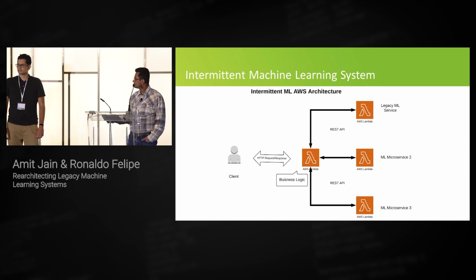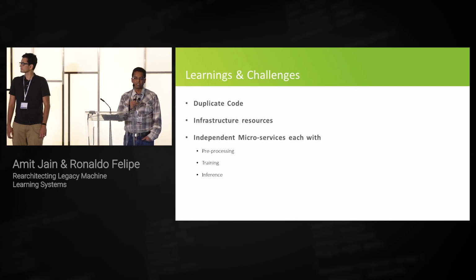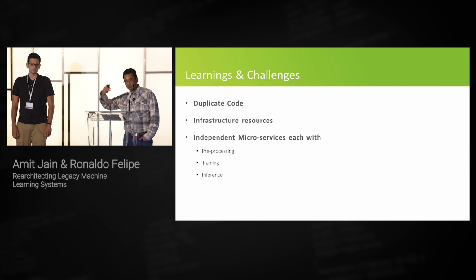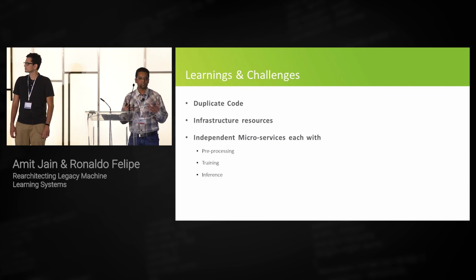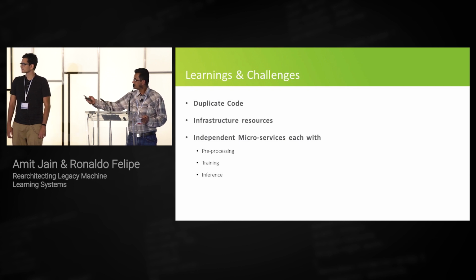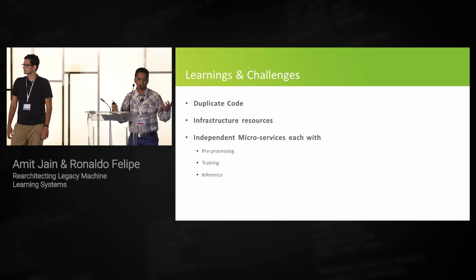Now the challenges, as you can see, there's a lot of duplicate code. Pre-processing might be common in all 3 services. The infrastructure resources are the major concern, because we have 3 independent sets of AWS resources. We have 3 independent pipelines, 3 independent inferences, and with that it becomes difficult to manage and maintain. As I said earlier, these are independent microservices, so all 3 services have independent stuff everywhere.